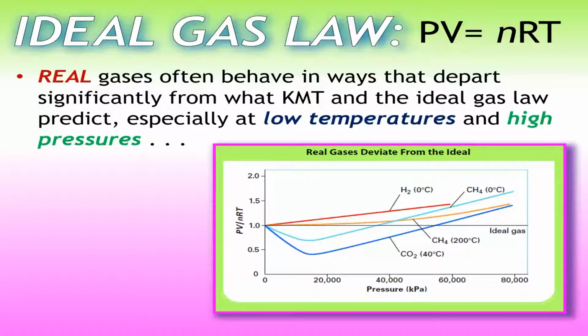The fact is, real gases often behave in ways that depart significantly from what KMT and the ideal gas law predict. And this is especially true at low temperatures. You can see here from the graphic, we have real gases deviate from the ideal. And we see that instead of straight lines that are either identical to or parallel to the line in the center for an ideal gas, we get curves. And these curves are more pronounced when we're at a really low temperature or if we're at a really high pressure.